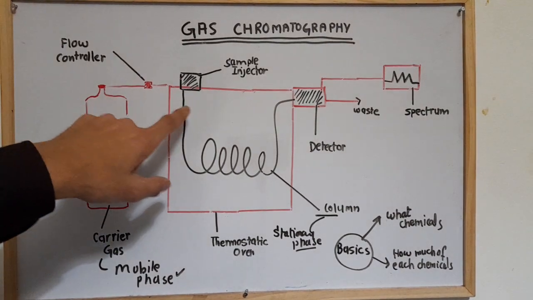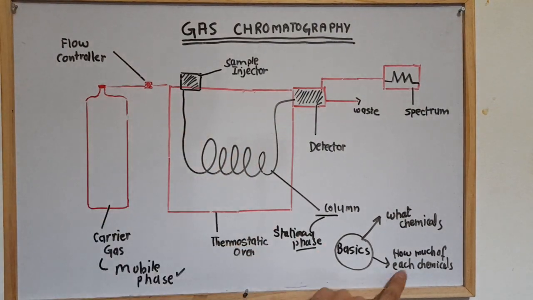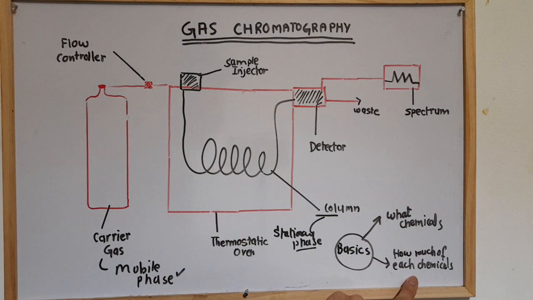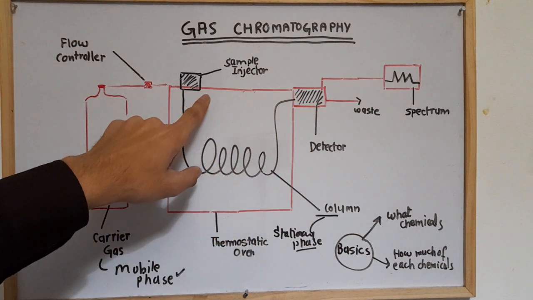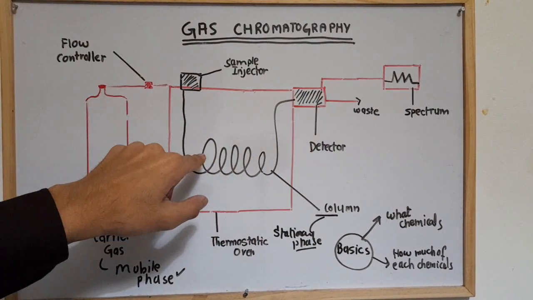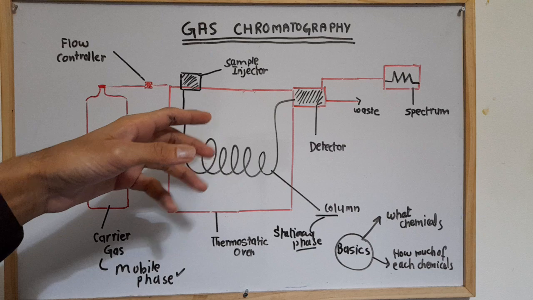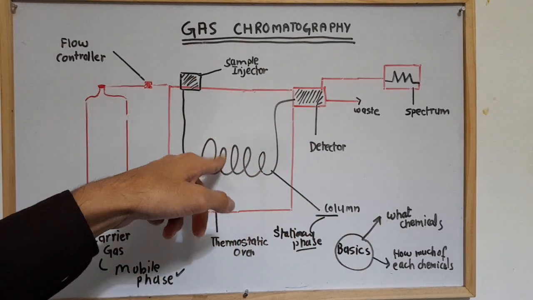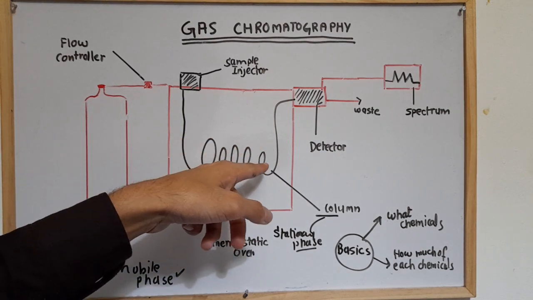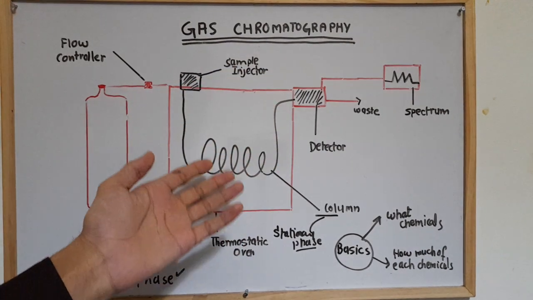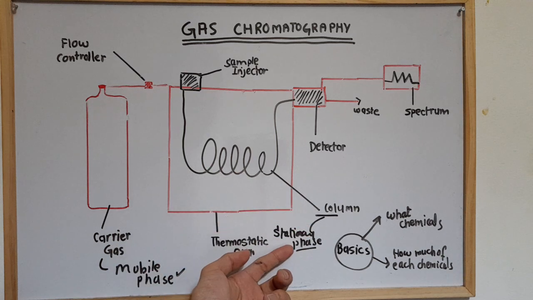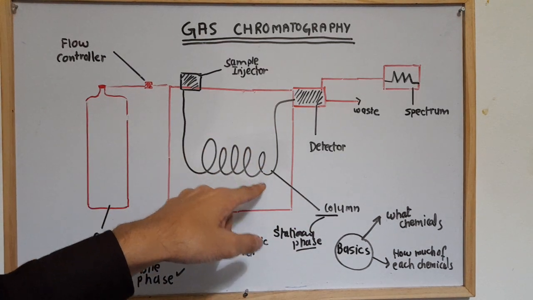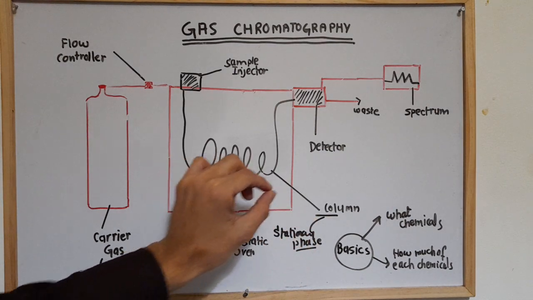Now, how does the separation occur? That's the major phenomenon, because we have said it tells us what chemicals are present in the mixture and how much of each chemical is present. Separation occurs when the sample passes through this coil and is split into its different components. The different components travel through this coil at different rates. Some have a greater affinity for the stationary phase and travel at a lower speed. Some have a lesser affinity for the stationary phase and travel at a faster speed.